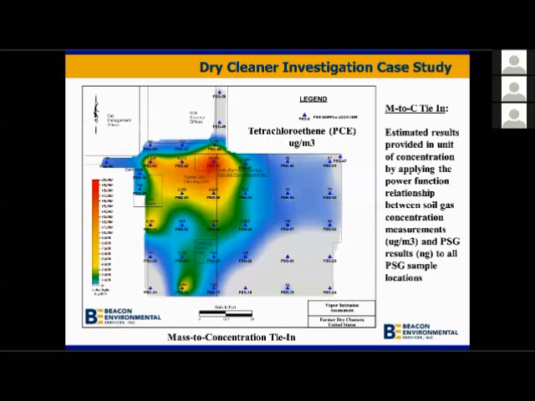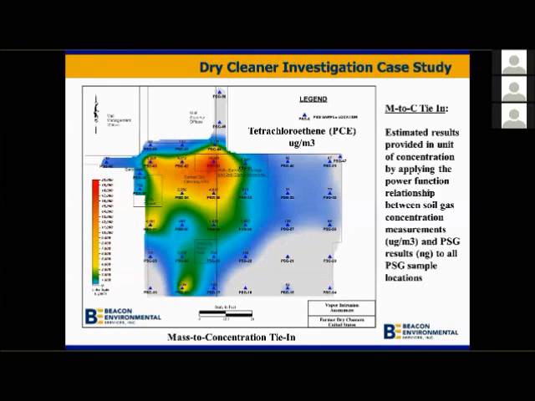Next, the power function equation was applied to all passive soil gas results to calculate the soil gas concentration for each location. This approach is what we refer to as the master concentration tie-in, and additional information on this can be found on our website. But these results were then mapped for comparison to the original passive soil gas data and to provide estimations of soil gas concentrations beneath the slab.